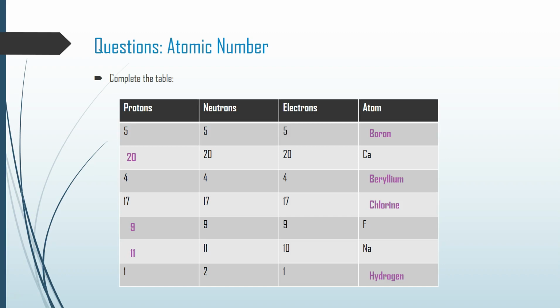Hopefully you were able to fill out the table, and you will know that the first atom was boron, calcium is 20 protons, beryllium was our next one, chlorine, fluorine is atomic number 9 and has 9 protons, sodium is atomic number 11 with 11 protons, and of course hydrogen is element number 1.